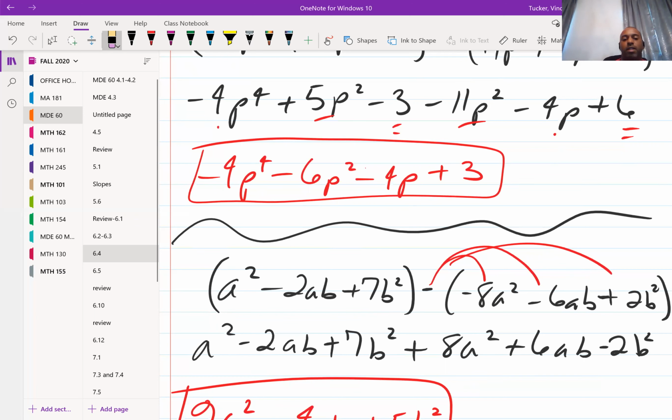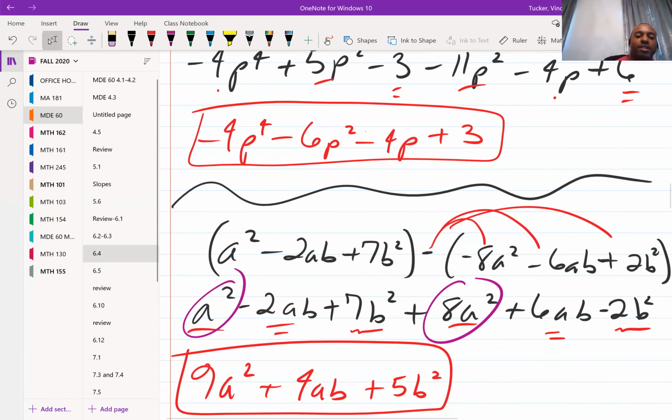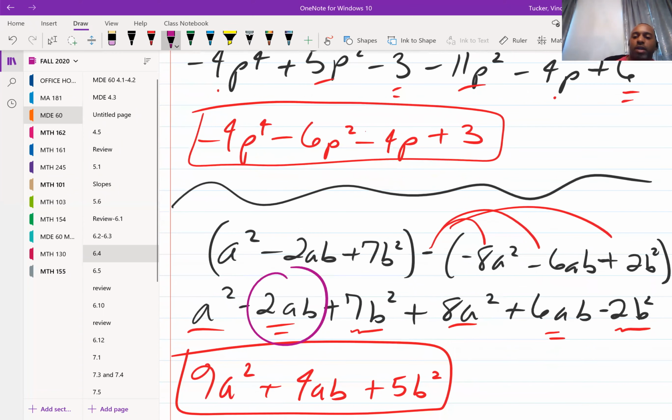All right, so now we're looking to combine the like terms. We have a squared and 8a squared, which would be 9a squared. Then we have minus 2ab and plus 6ab, so that's 4ab. And then 7b squared minus 2b squared, which would be 5b squared.